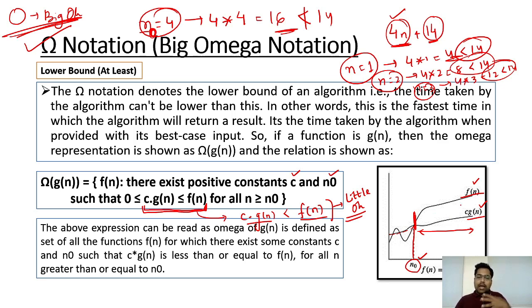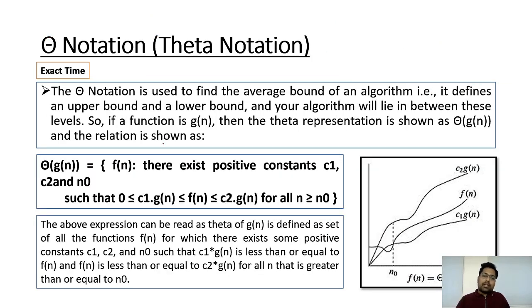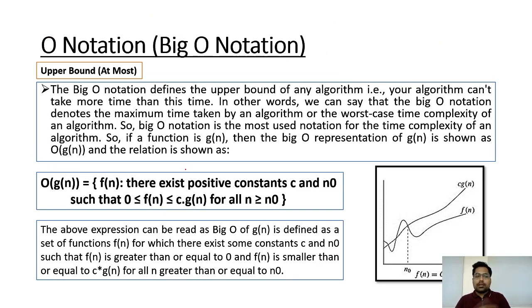In big omega notation, our function f of n will be greater than c into g of n. Whatever value you can enhance is not an issue, but c into g of n should be less than f of n. This is what is written in the big omega condition. Before the theta condition, we should at least discuss the big O. In the big O condition, f of n will be less than c of g of n. And the condition I told you before is strictly greater than c into g of n in the little omega condition.